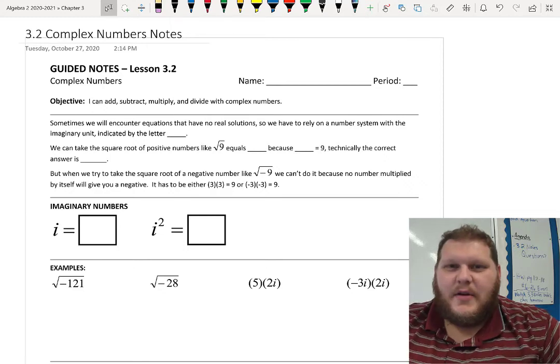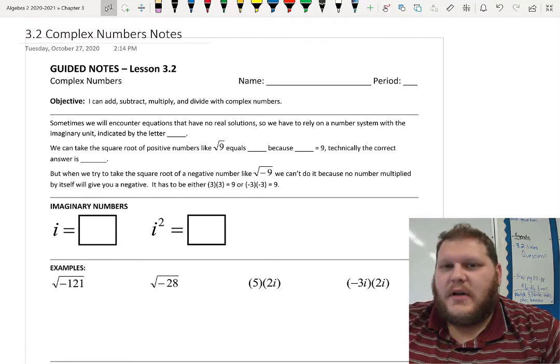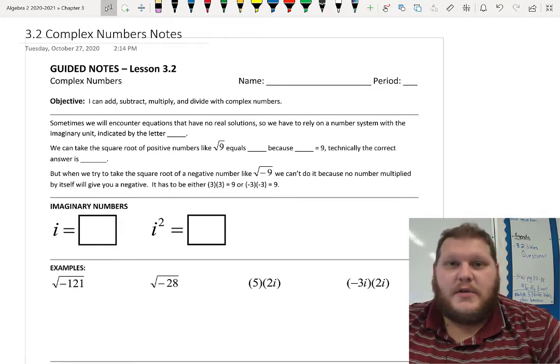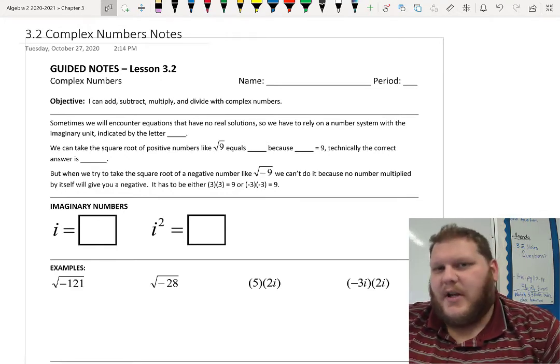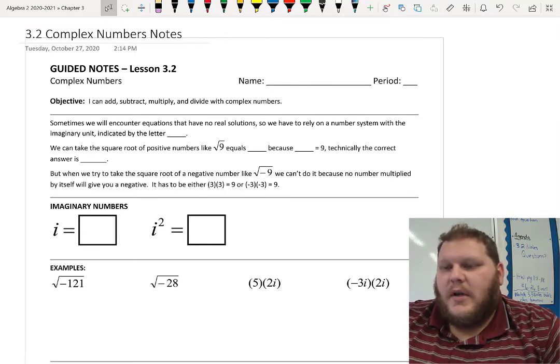Hey guys, today we are doing 3.2 notes, which is all about complex numbers. So yesterday in the notes, we saw a problem where we tried solving using the square root method, and we ended up getting a negative number underneath our square root, which meant we had no real solution.